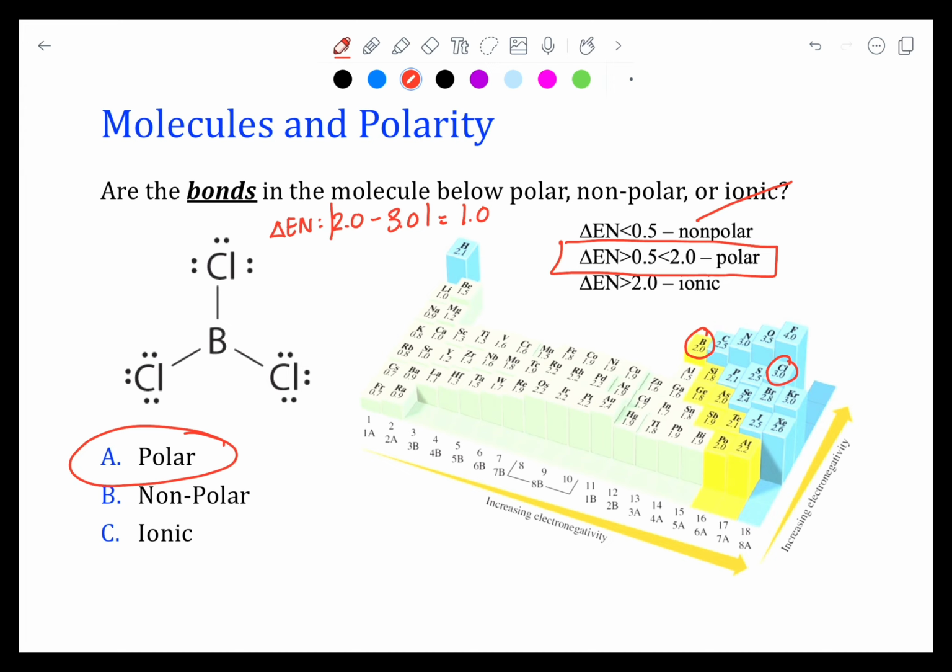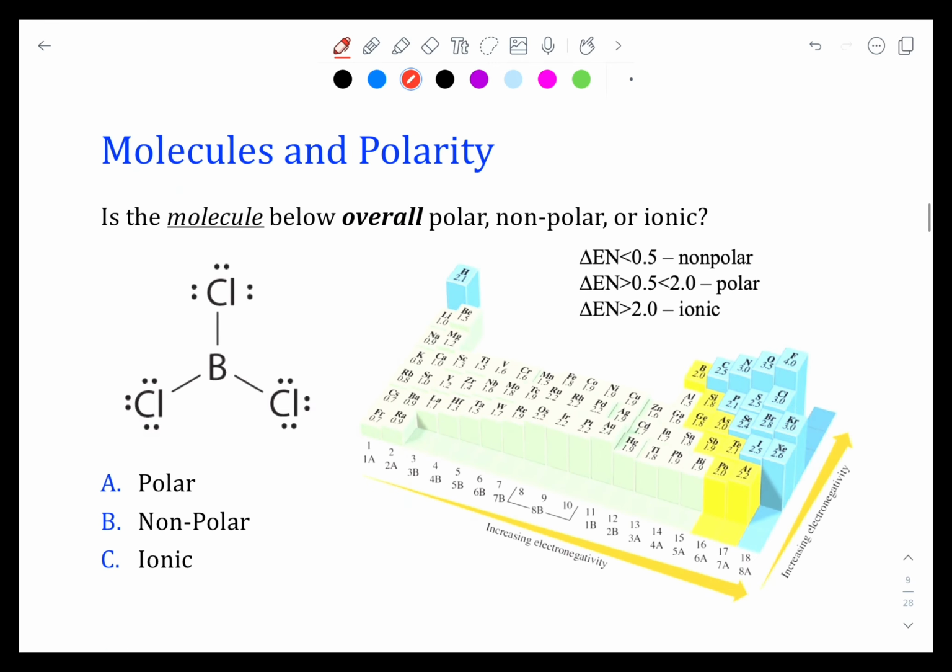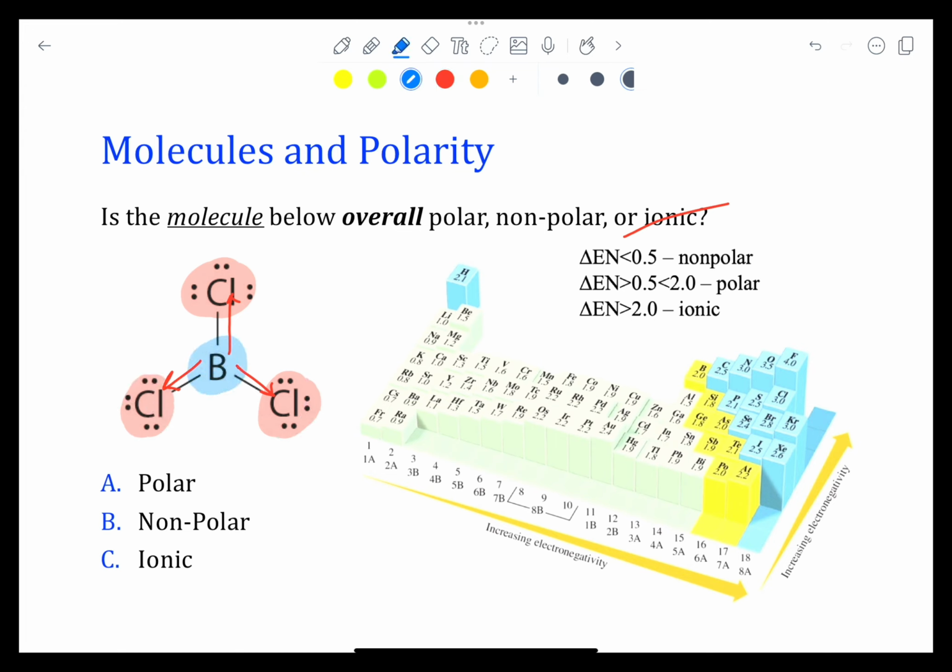Chlorine is our more electronegative atom, so the electrons are being pulled towards that chlorine. Now let's determine if the molecule is polar or nonpolar. We said that the electrons are being pulled towards the chlorines. If we again go with our highlighting, we have areas of more negative spots here and here, and we have an area of more positive there.